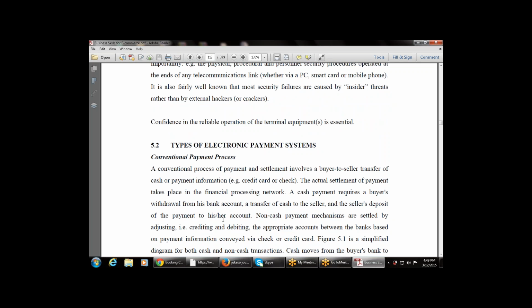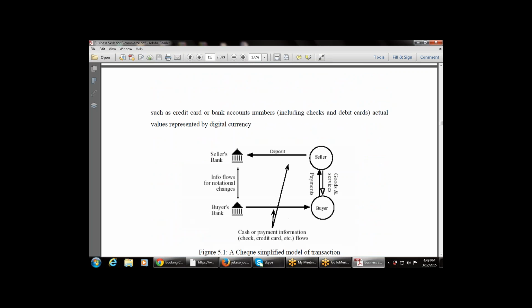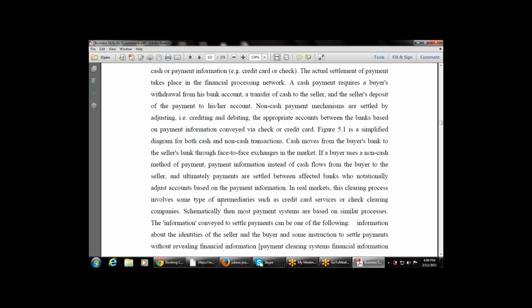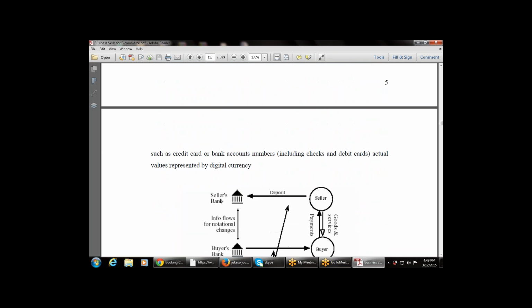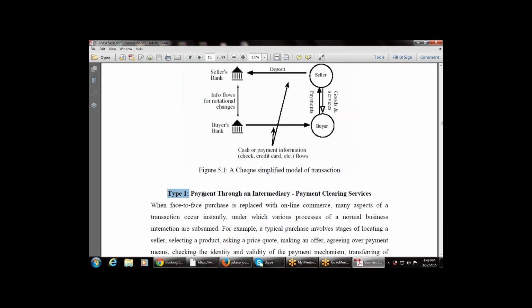Simply, there is a relationship between the buyer and the seller: the seller provides the goods to the buyer, and the buyer provides the cash to the seller. So this is the seller's bank, this is the seller, this is the buyer, this is the buyer's bank. There are different banks and different sellers that are available with e-commerce.